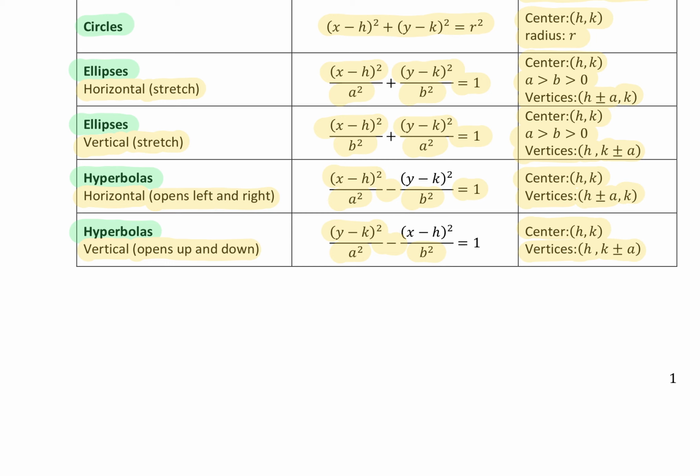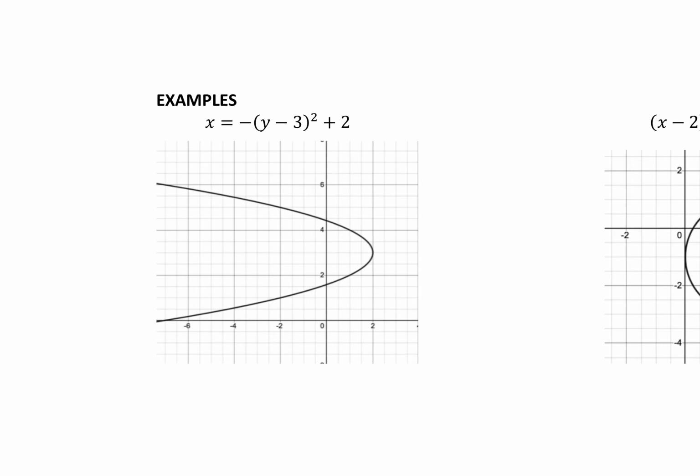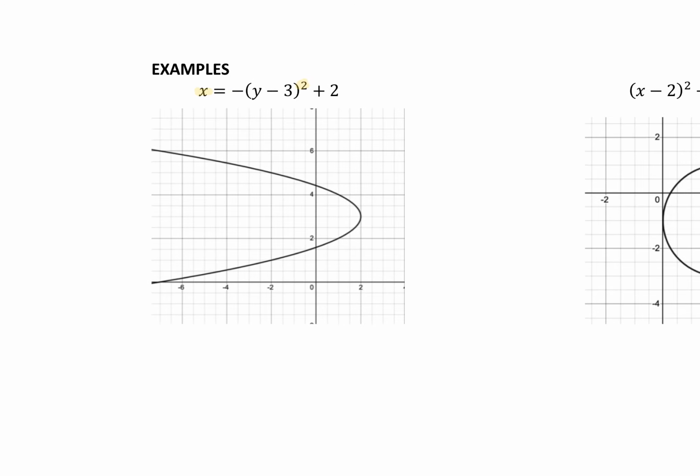So I know that's pretty abstract when we just talk about it. So let's look at some graphs and see if we can identify these values h, k, a and b, and so on. Let's look at these examples. In this first example, notice the x is by itself, but the y is squared. So that tells me that it's a parabola, and the graph is a parabola. And since it's x by itself and the y is squared, it's a parabola that's either going to be opening left or right.